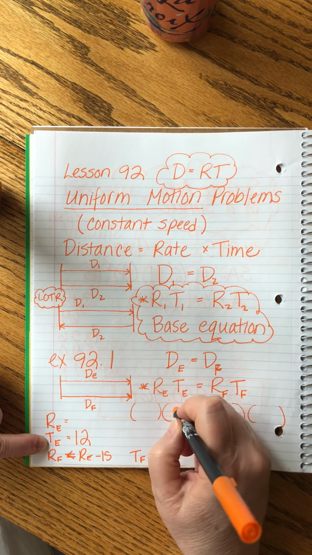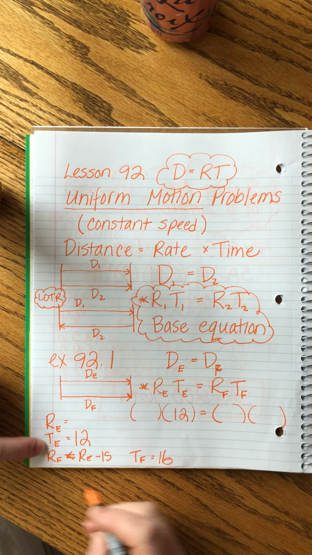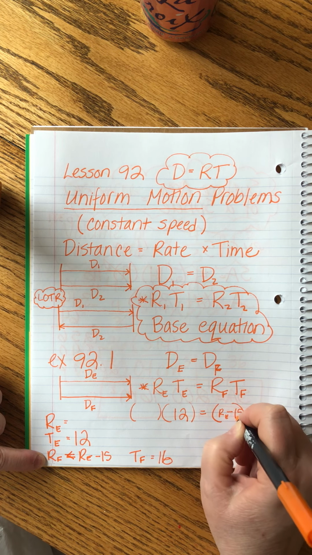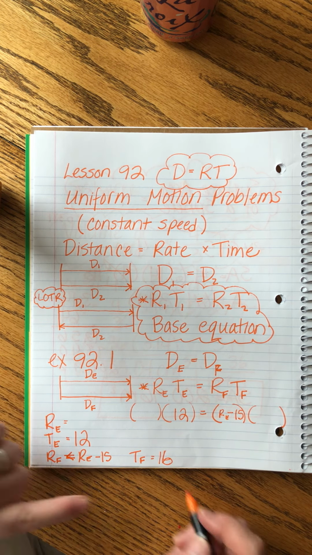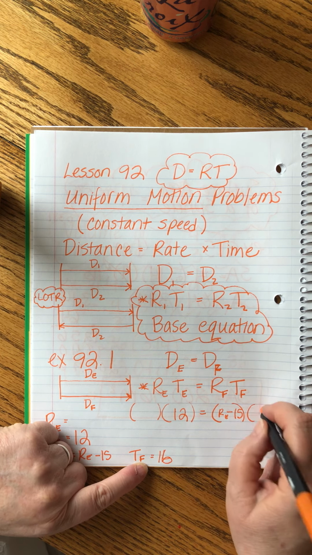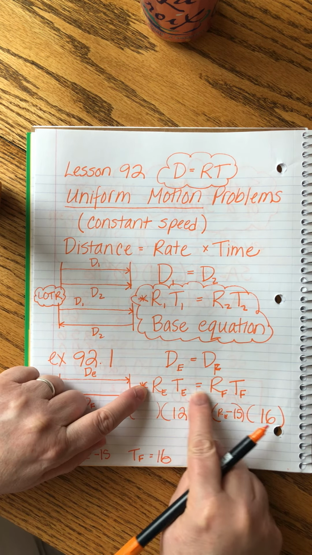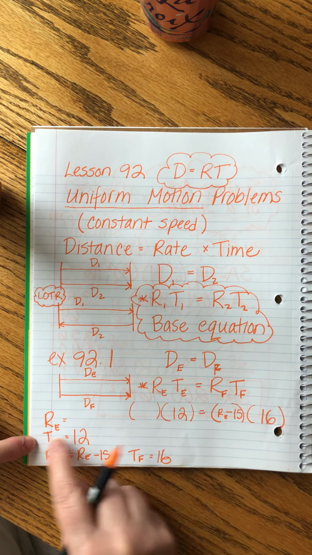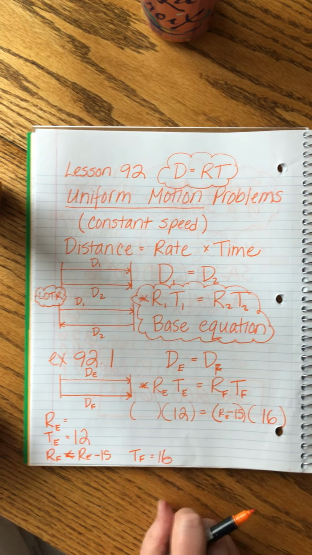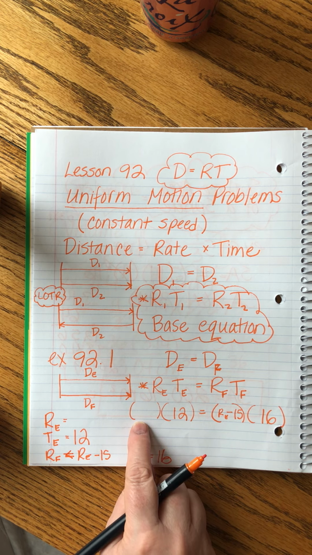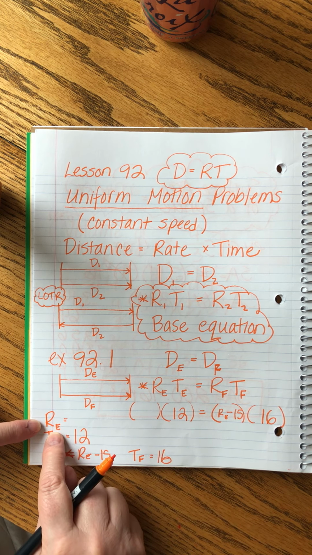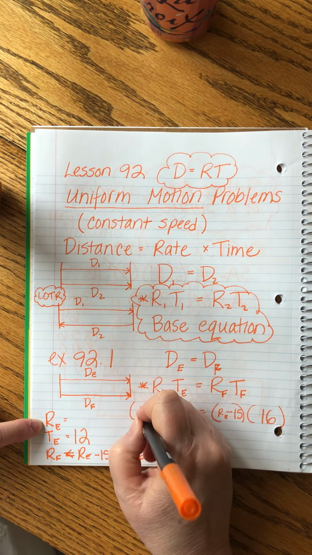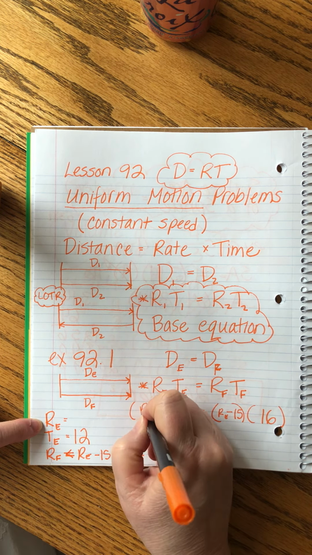TE is 12. RF equals RE minus 15. That could have been a bigger bucket. It's a little squishy. TF equals 16. Notice how if you write the variables in your list in the same order that they appear, it's really easy to just go through your list and fill them in. Now I'm at the end, I've filled in everything I have. I don't have anything for this one, so I just put the variable back in.